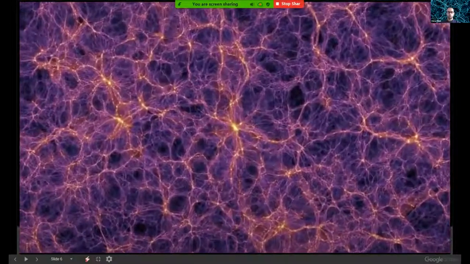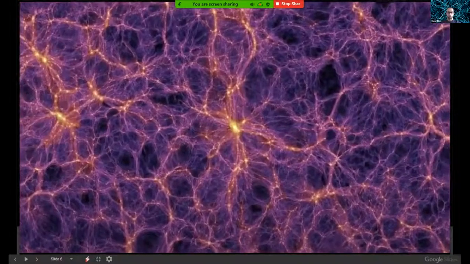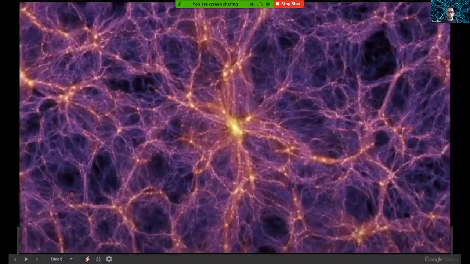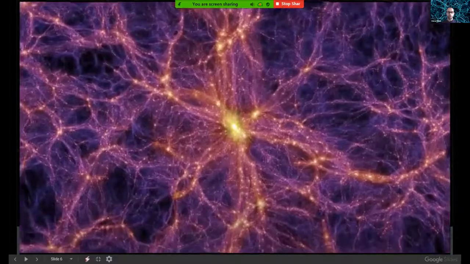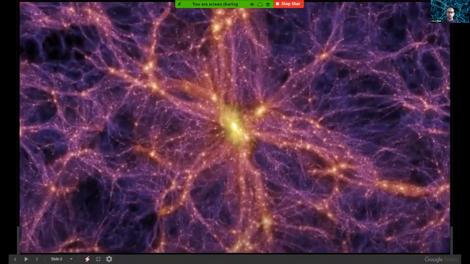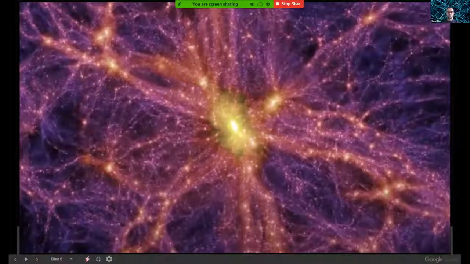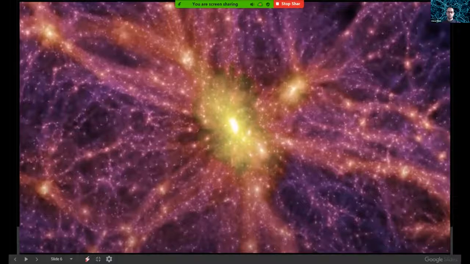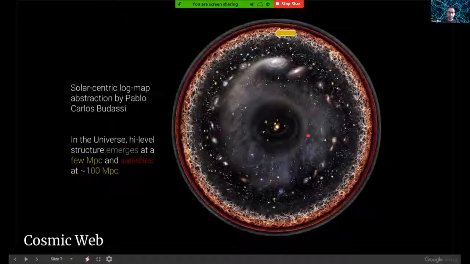Here is just zooming into this structure, which is simulated on a supercomputer. And you can see that only when we get down to the level of the individual strands or filaments, as they are called, do we actually see individual galaxies. The galaxies are just these bright splotches interspersed in this entire network. So these are simulations, so we know that this exists.